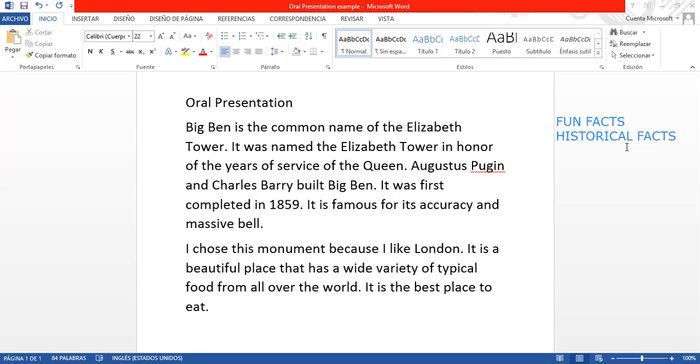Ahora, aquí yo redacté una descripción de Big Ben, ¿ok? Se las voy a leer. Big Ben is the common name of the Elizabeth Tower. It was named the Elizabeth Tower in honor of the years of service of the Queen. Augustus Pugin and Charles Berry built Big Ben. It was first completed in 1859. It is famous for its accuracy and massive bell. I chose this monument because I like London. It is a beautiful place that has a wide variety of typical food from all over the world. It is the best place to eat.